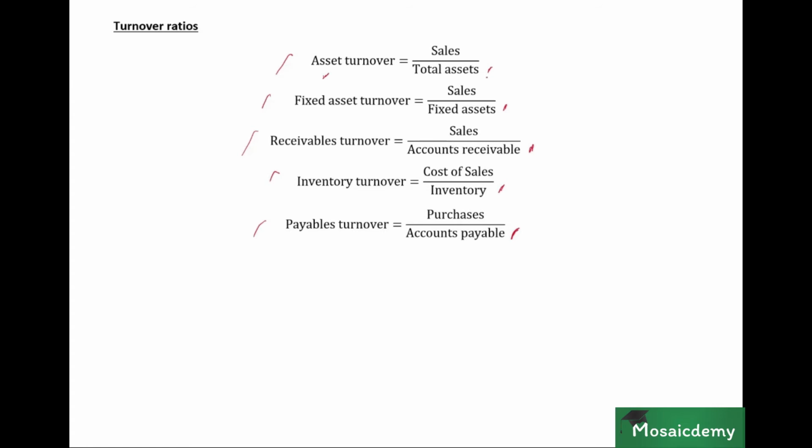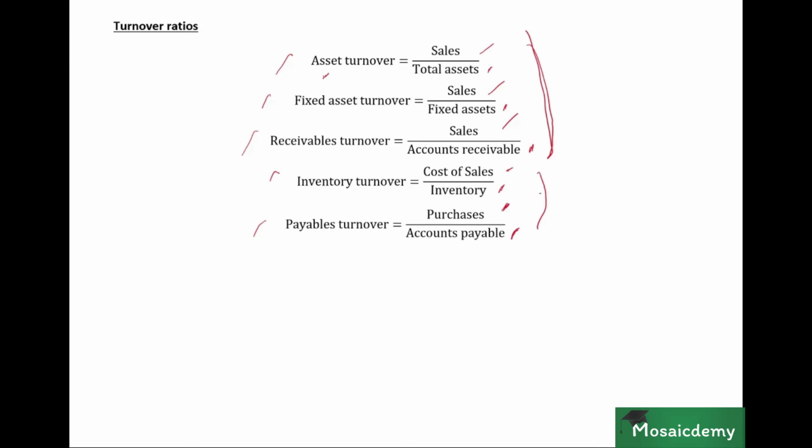So just off the top of your head, inventory turnover, inventory is in the denominator. Receivables turnover, receivables is in the denominator, right? Furthermore, if we look at the numerators, asset turnover, sales, fixed asset turnover, sales, receivables turnover, sales, right? Inventory turnover has cost of sales and payables turnover has purchases. But most turnover ratios have revenue or sales as the numerator, the exceptions being inventory and payables.